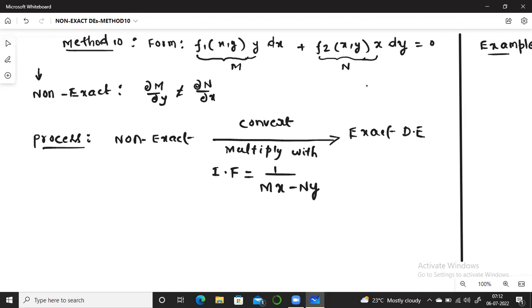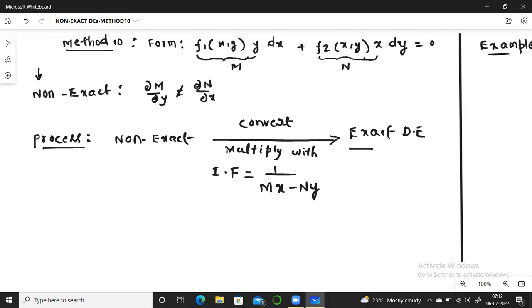You know what M is: the total function of x comma y into y. You know N: f2 of x comma y into x. The whole thing is N. So if you calculate this integrating factor and multiply the whole given equation with it, your equation will become an exact differential equation.